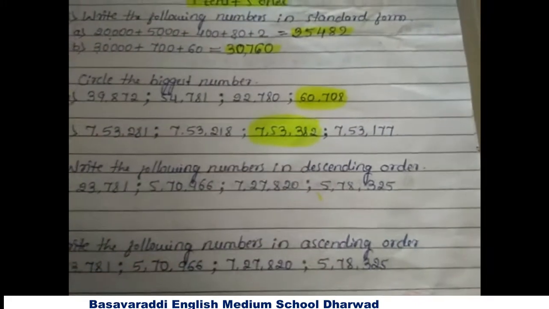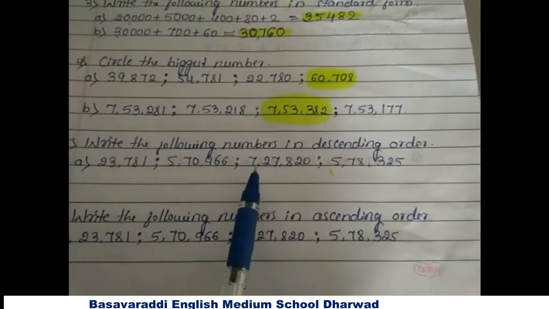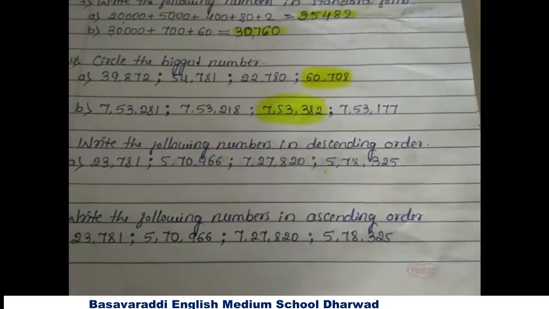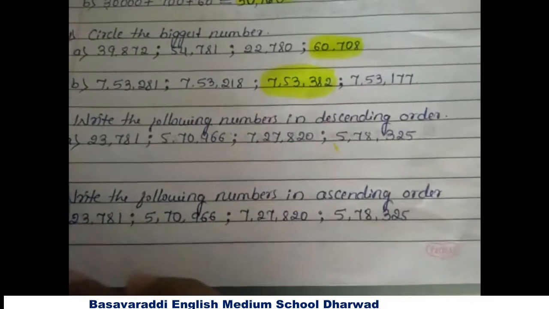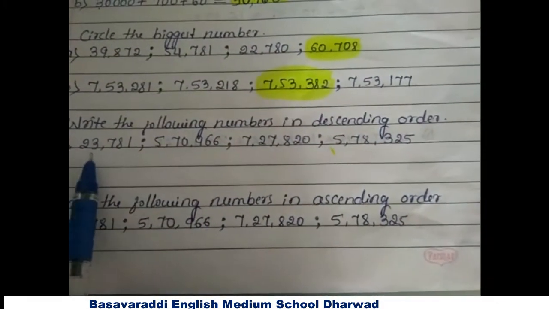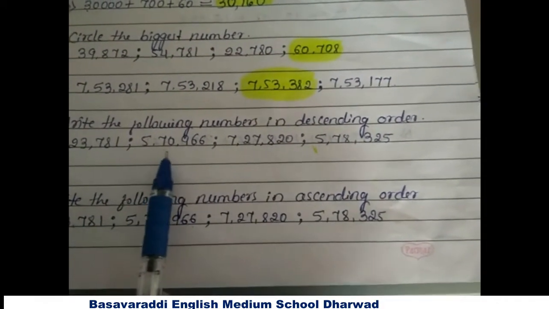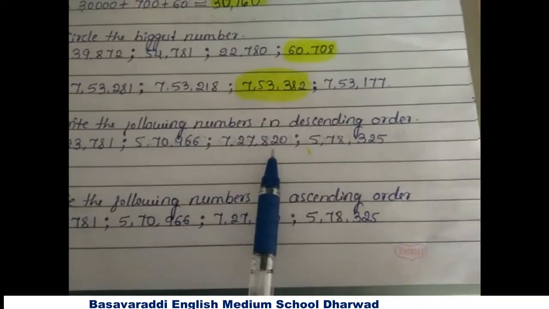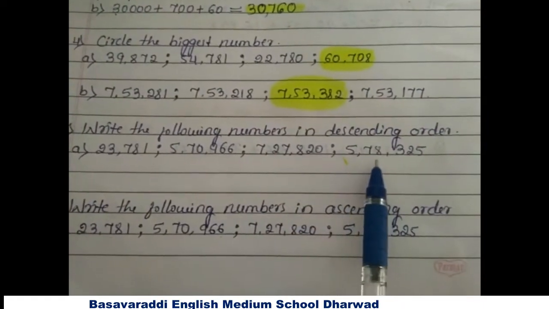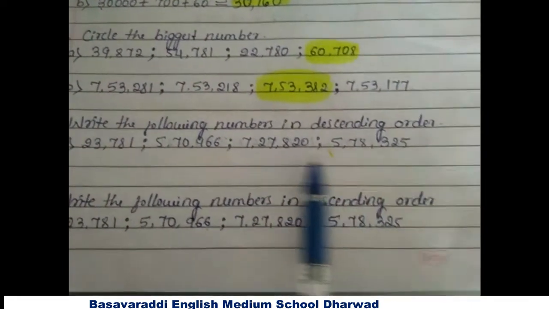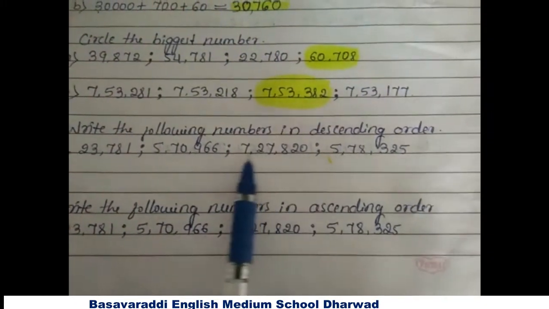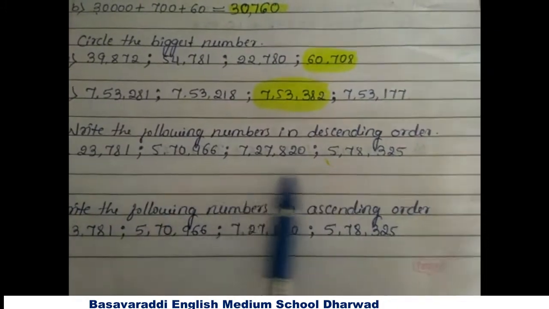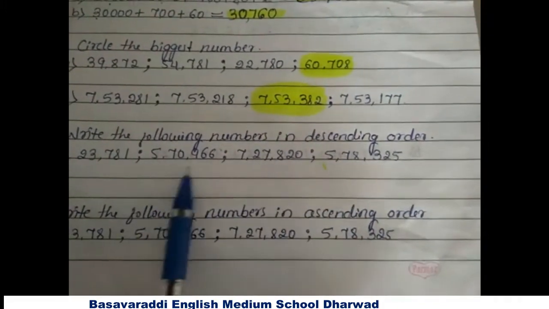Next, the fifth question: write the following numbers in descending order. Descending order means big to small. Compare the numbers here: 23,781; 5,70,966; 7,27,820; 5,78,325. Which ones have only 5 digits? Some have 6 digits in each number.